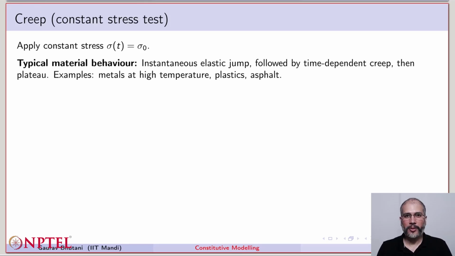Creep, as we discussed, is when you apply a constant stress on the body and measure the strain in the body. And we saw that in creep behavior in realistic viscoelastic materials, there's an instantaneous elastic jump in the strain, and then eventually the material creeps or plateaus to a constant strain value. A classical example of this is asphalt, where when you apply a stress, it behaves like a spring, but then eventually it creeps and a constant strain persists.